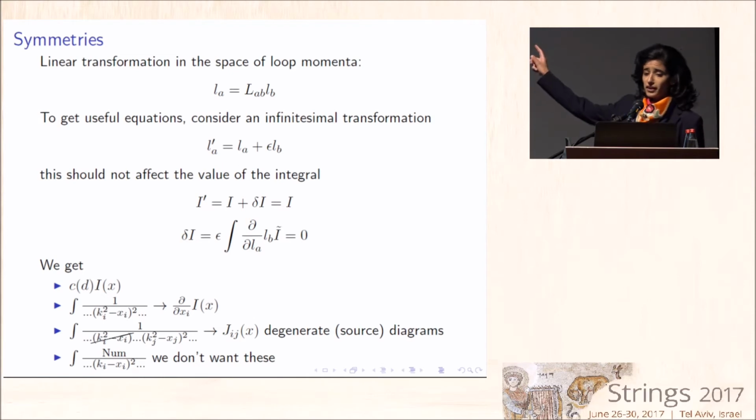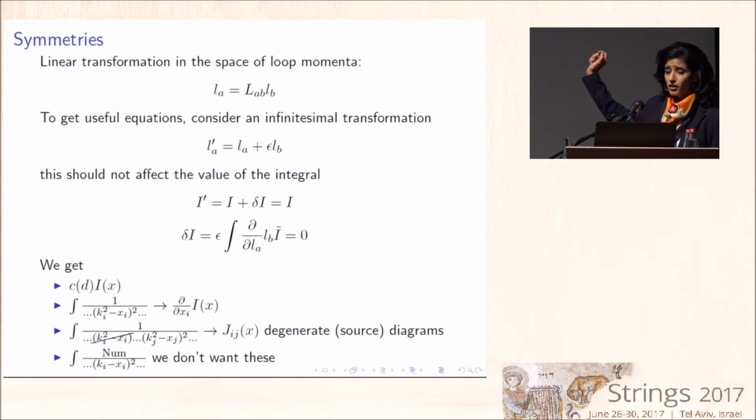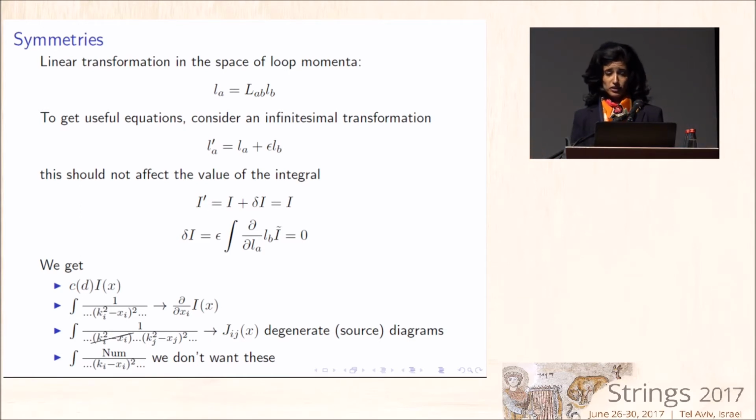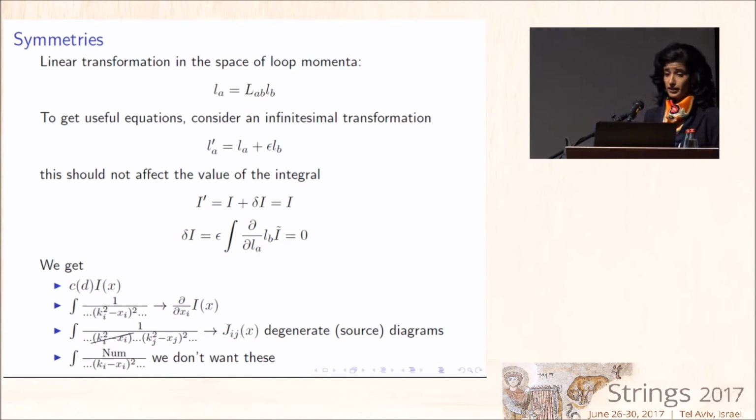And acting with this operation on the integrand, we get 4 types of terms. The first type are constants, which could depend on the space-time dimension, times our original integral. In the second kind of terms, we have a squared propagator in the denominator, and we interpret this as a derivative by the corresponding mass. In still other terms, one propagator could get eliminated and another one can be squared. We call these degenerate diagrams and also source diagrams, and you will soon see why.